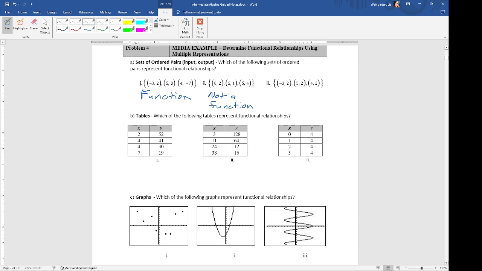This last one, while all of our outputs are the same, it doesn't matter. Each input is distinct. So no matter what, we put in a -3, we get a 2. We put in a 5, we get a 2. Completely no mistakes, no guessing. We don't have to decide whether we're going to get a 2 or a 1. It's always going to be a 2. So therefore, because the x values, the input values, do not repeat, this is a function.